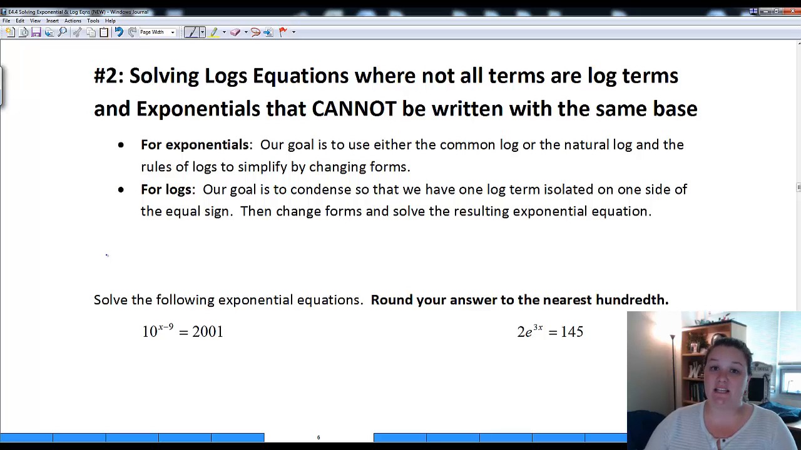All right, so we're back on section 4.4. This is the second part of that section. So after you complete the second piece, you should be able to do your homework, the 4.4b assignment.